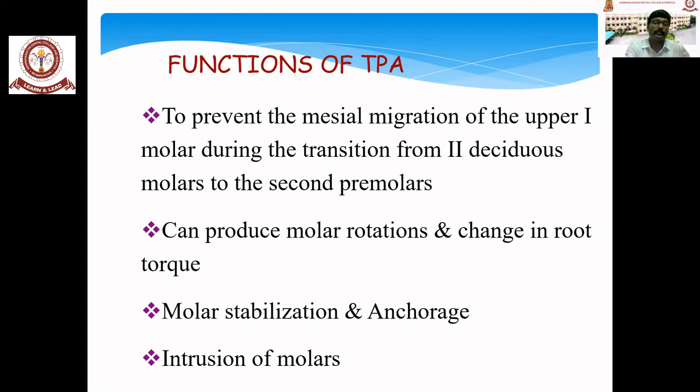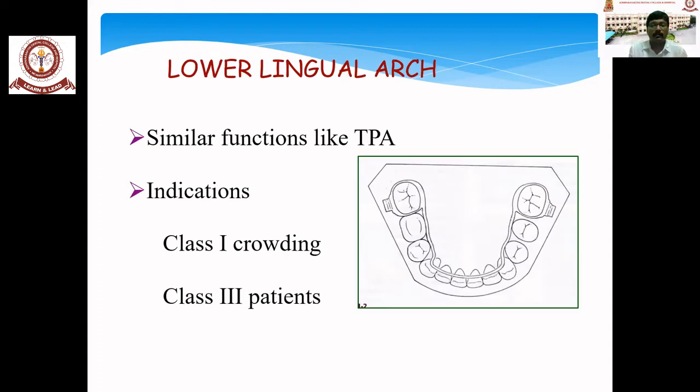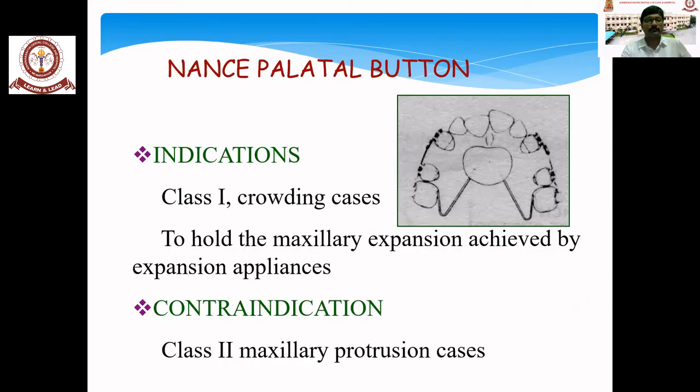You can use a transpalatal arch. Next is your lower lingual arch. The lower lingual arch is similar to the transpalatal arch, and it is positioned in the lower teeth, extending from your molar along the lingual side. It runs anteriorly along the cingulum of the mandibular anterior teeth. It is mostly indicated in cases of class 1 crowding and also in class 3 patients.